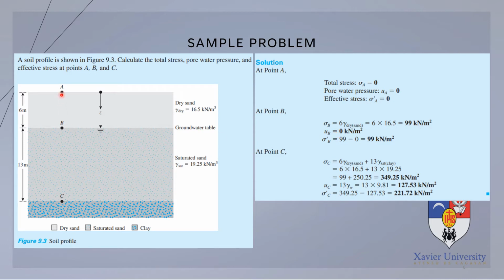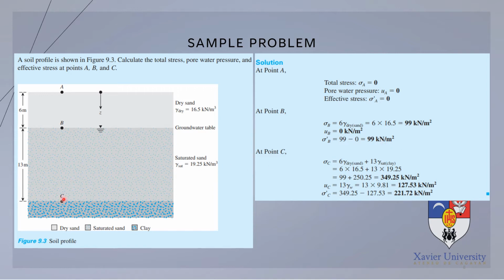Our pore water pressure is zero because the height of the water above this layer is zero, meaning our water table starts here. So in this area there is no water. We have no h to multiply to our gamma water to come up with a pore water pressure, so our pore water pressure is equal to zero. Our effective stress is equal to the total stress minus the pore water pressure. So 99 minus 0 is equal to 99 kilonewton per square meter.